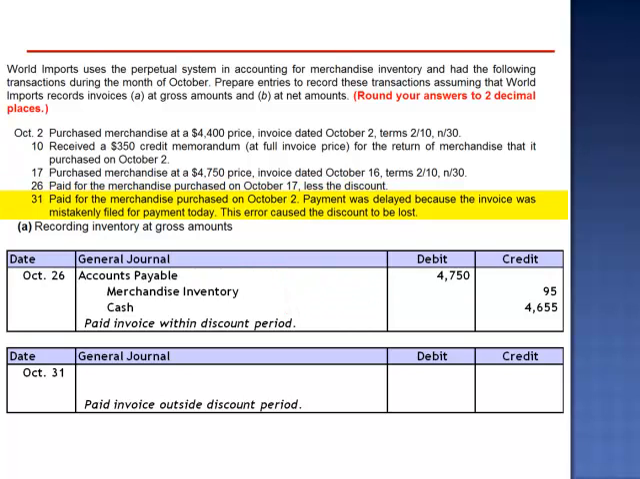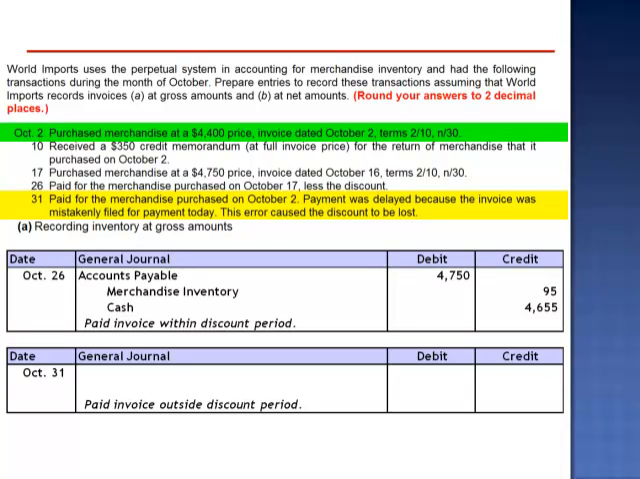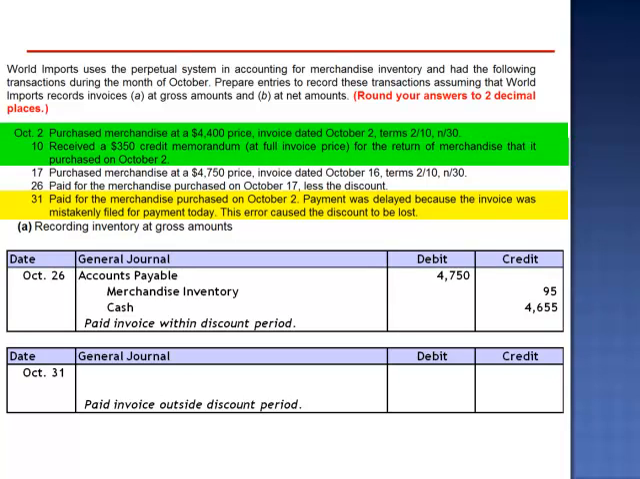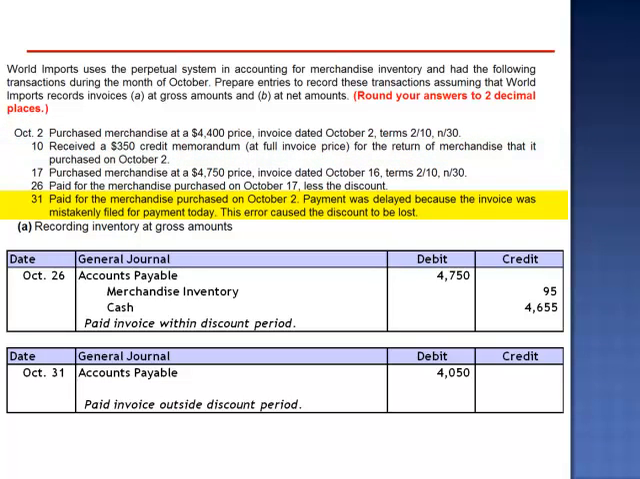October 31st, paid for the merchandise purchased on October 2nd. Payment was delayed because the invoice was mistakenly filed for payment today. This error caused the discount to be lost. On October 2nd, we purchased $4,400 of inventory and then returned $350 on October 10th. The payable then is $4,050. And since we lost the discount, cash is $4,050.